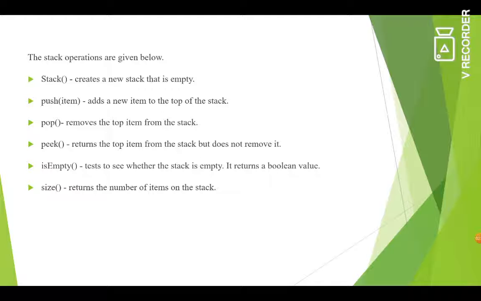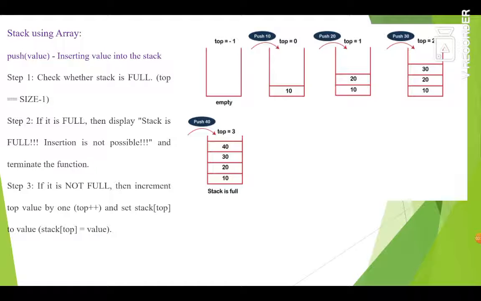The next function is empty. It is used to check whether the stack is empty or not. It returns a boolean value, that is, if the stack is empty, it returns true. If the stack is not empty, it returns false. Then the size function is used to return the number of items on the stack. You can implement the stack either by using an array or by using a linked list.